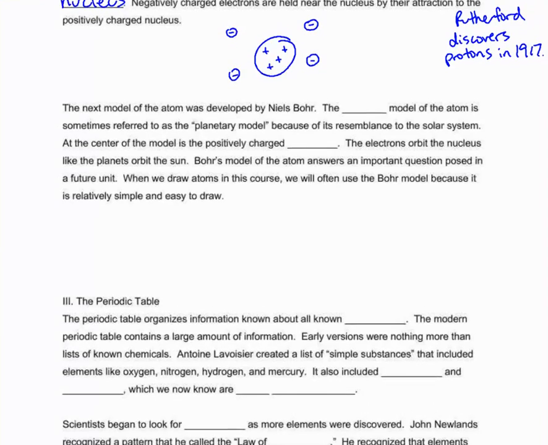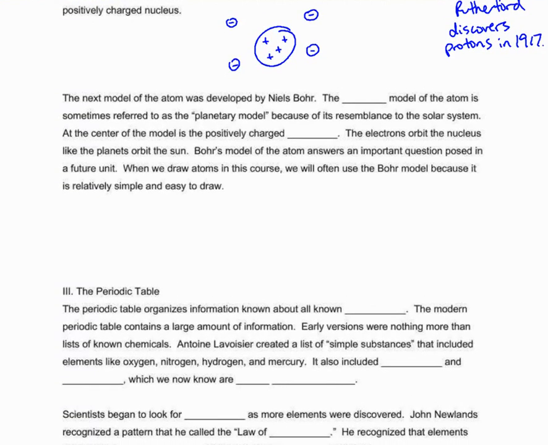The next model of the atom is developed by Niels Bohr, and the official name is the Bohr model of the atom. Sometimes it's referred to as the planetary model because it has a resemblance to the solar system. If you think about an atom, this is probably the model that you're picturing in your head right now. The electrons are orbiting the nucleus, at the center of the model is the positively charged nucleus. The electrons are orbiting it like the planets orbit the sun.